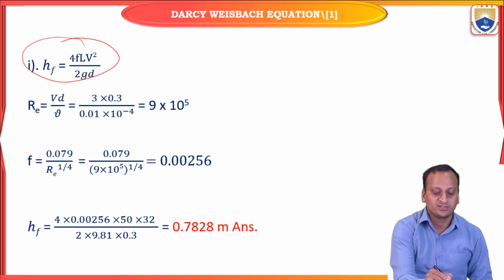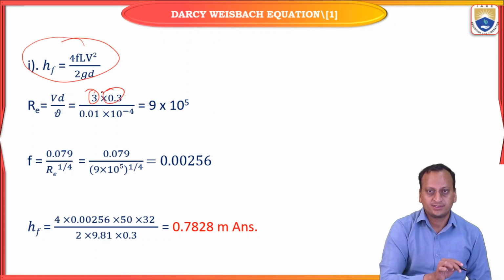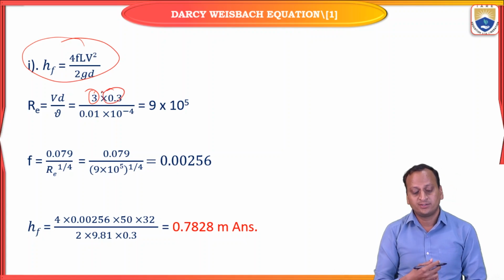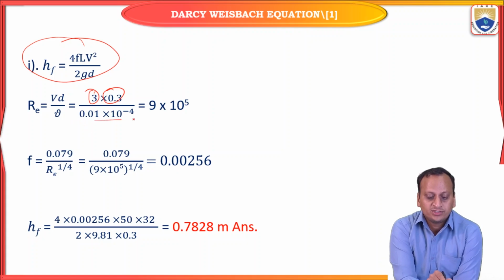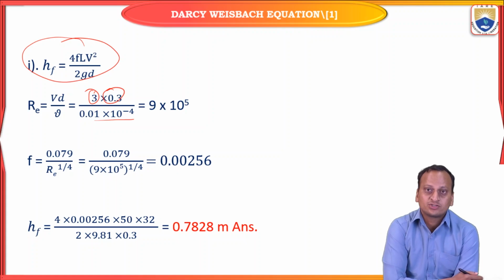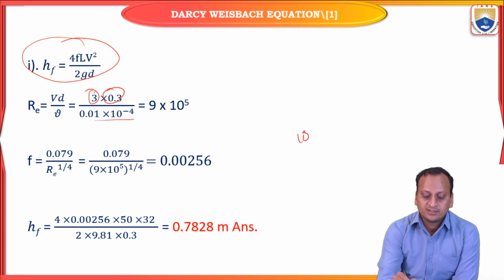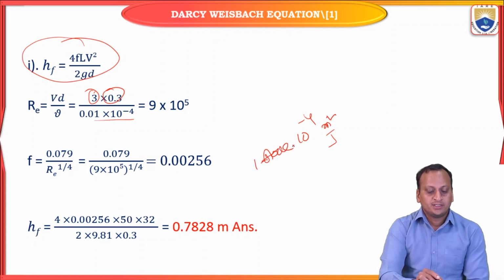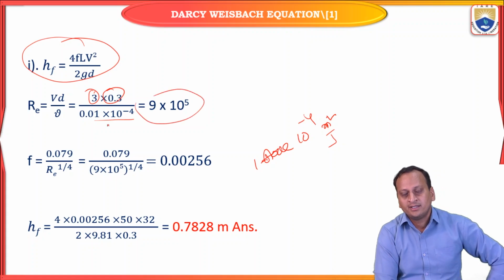Here velocity is given as 3 meters per second, and diameter is given as 300 mm, so it becomes 0.3 meters. The kinematic viscosity is 0.01 Stokes, so 0.01 into 10 power minus 4 meter squared per second, since 10 power minus 4 meter squared per second equals 1 Stoke. Therefore the Reynolds number is 9 into 10 power 5. Therefore it is absolutely turbulent flow.